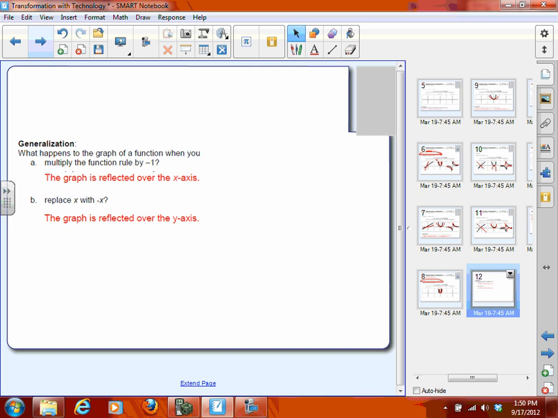Now, we didn't get to do the last page, so tomorrow when you come in here, that's the first thing you're going to do for me. Finish up that last page, the absolute value, along with the other assignment values.